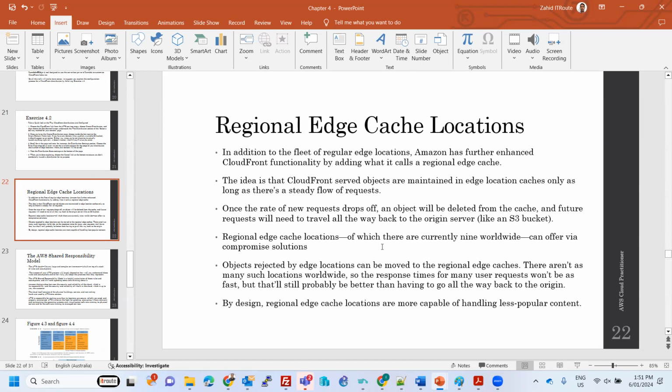Regional edge cache locations, of which there are currently nine worldwide, can offer a compromise solution. Objects rejected by edge locations can be moved to regional edge caches. There are not as many such locations worldwide, so the response times for many user requests won't be as fast. It's just saying that they have around nine worldwide locations. They have a kind of cache server. Because of that cache server, service will be provided faster. By design, regional edge cache locations are more capable of handling less popular content.